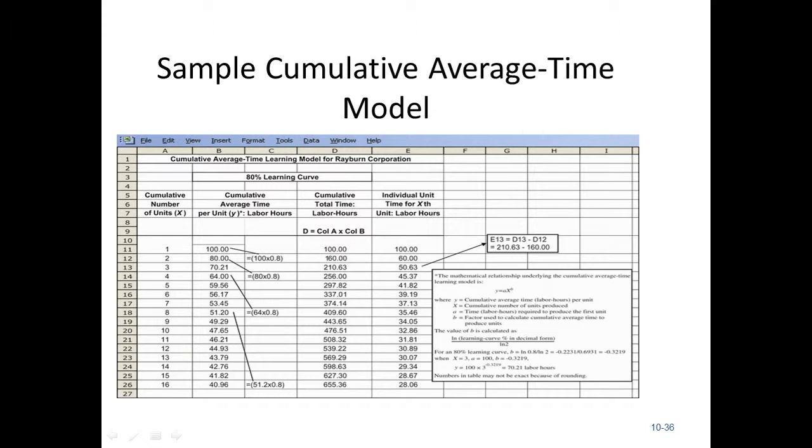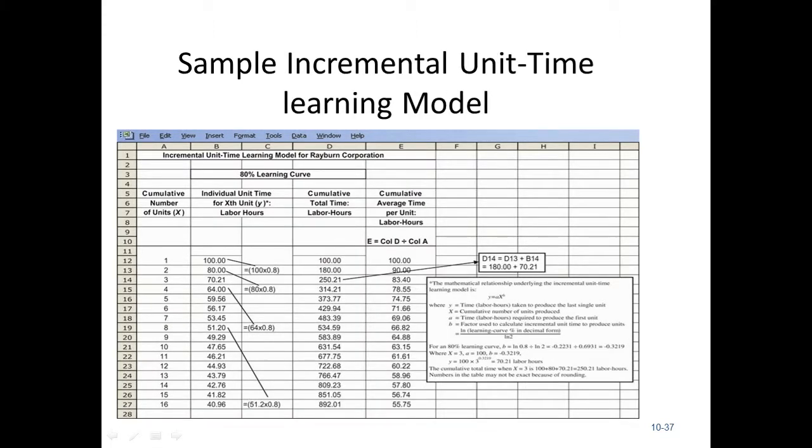In this example of the cumulative average time model, the cumulative average time per unit declines by a constant percentage each time the cumulative quantity of units produced doubles. As the number of units produced doubles from 1 to 2, the cumulative average time per unit declines from 100 hours to 80% of 100 hours. As the number of units doubles from 2 to 4, the cumulative average time per unit declines to 80% of 80 hours, or 64 hours.